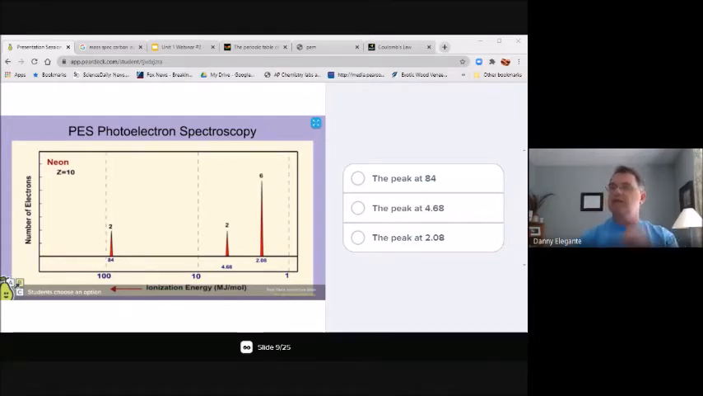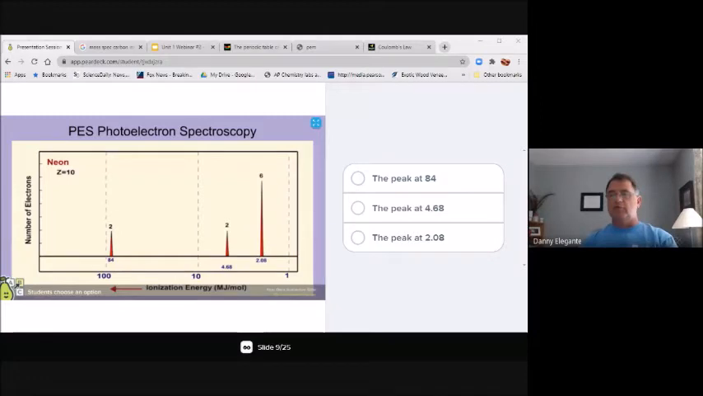So let's think about this for a second. What attracts electrons? Well, what attracts electrons is the nucleus. So who do you think is pulled on more tightly by the nucleus? The electrons in the 1s that are very, very super close to the nucleus, or the electrons in the 2s or 2p, which are farther away? Which ones do you think are held the strongest and thus will have the highest ionization energy? And the answer comes out here, the peak at 84.